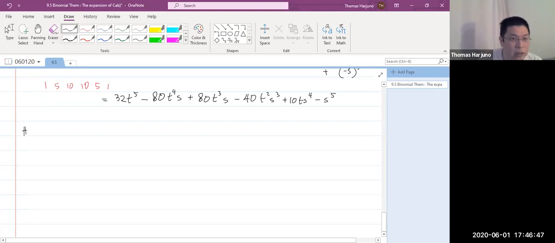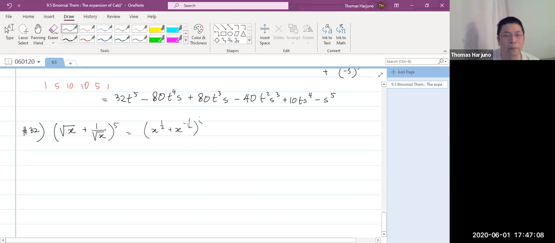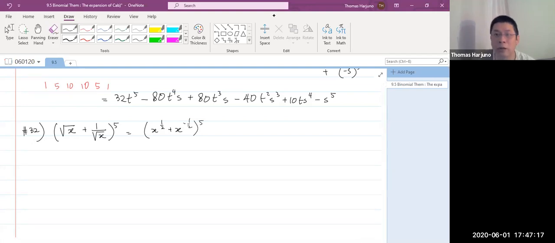What I mean is this one, number 32. If I have the square root of x plus 1 over the square root of x, to the 5th. Now you can see this as x to the 1/2 plus x to the negative 1/2, to the 5th. Okay, let me give you 2 minutes to do this. I know in 2 minutes you may not be done yet, but at least you get the idea. Work it out.